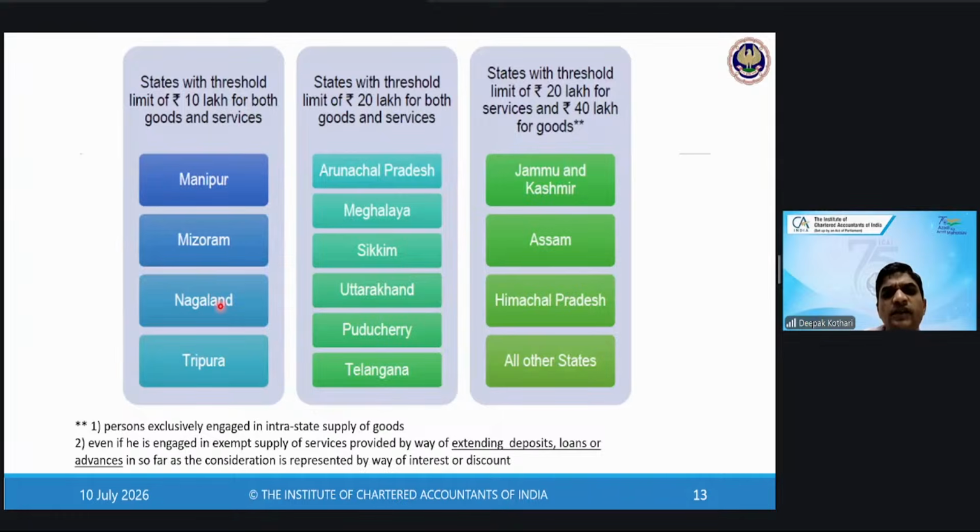So the registration limit, we know it is 10 lakhs for both goods and services for TNMM states: Tripura, Nagaland, Mizoram, and Manipur. First four states, 10 lakhs; six states, 20 lakhs; and the rest of the states, 20 and 40 lakhs. Just three limits. First is 10 lakhs for both goods and services for four states, 20 lakhs for goods and services for six states, and all other states 20 lakhs for services and 40 lakhs for goods.